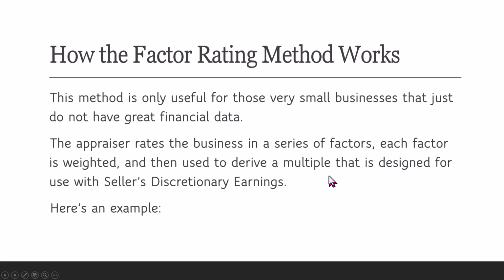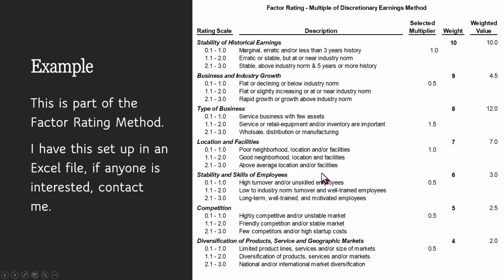So here's an example. I broke it up into two pieces so it'll fit on the slide. I have this whole thing set up in an Excel file. If you were interested, let me know and I'll share it with you. So the weights are 10, 9, 8, 7, 6, 5, 4. This was the way it came up when I first found this in the PPC's guide back in 1999 when I downloaded this thing originally. Those were the weights that were assigned there.